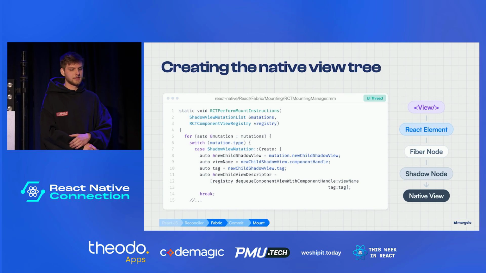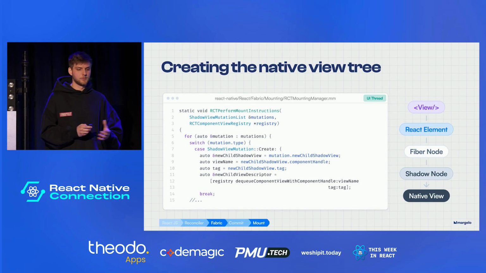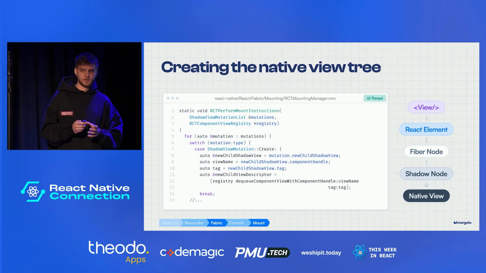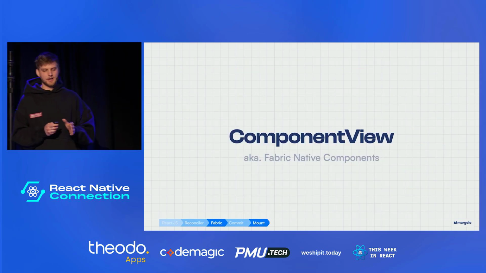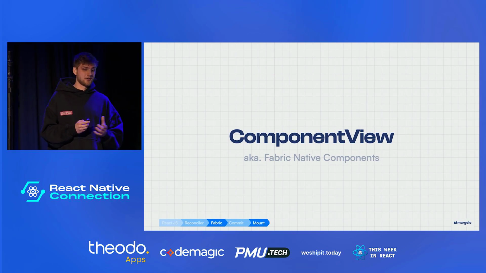Now, what we will get here is the view name that we want to create, for example, RCT image, RCT view, whatever, and get the shadow view for that. And then we are creating an actual component view for that. Now, these are the last few technical terms you have to learn about the Fabric renderer. But what are component views?